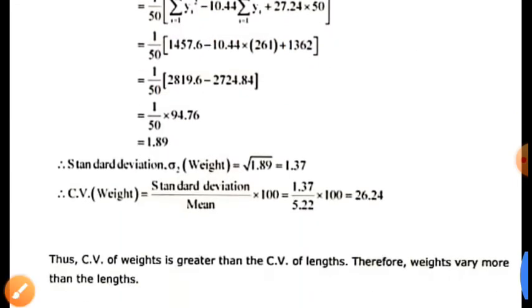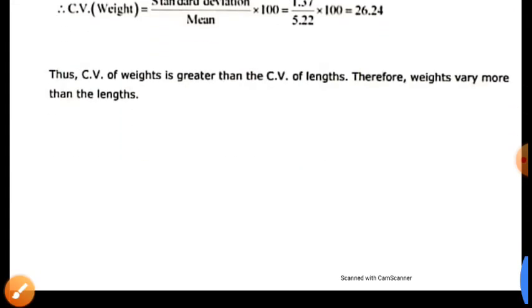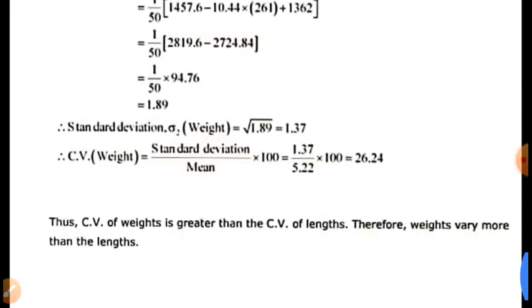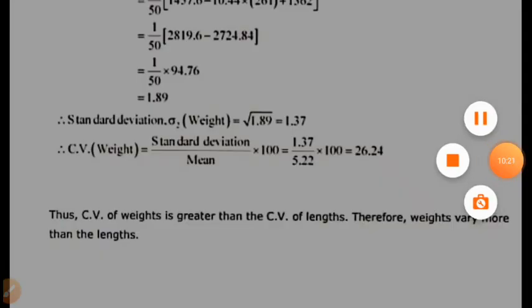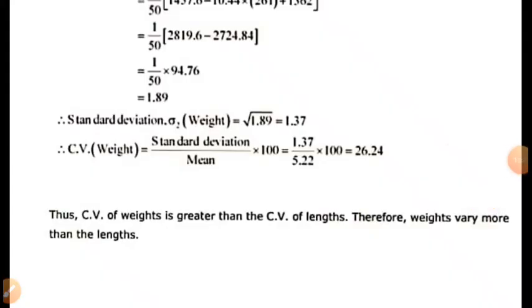Next, the standard deviation. On comparing the CVs, the CV of the weights is greater than the CV of the lengths. Therefore, the weights vary more than the lengths. With this, we have completed 15.3. Thank you, students.